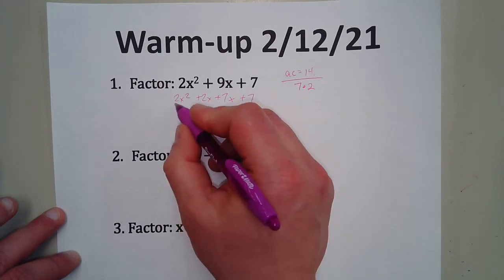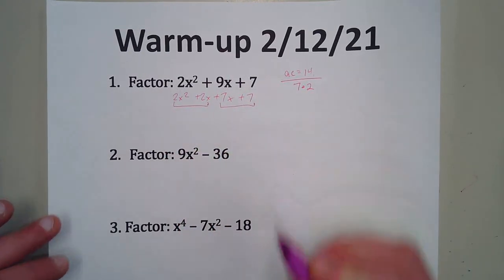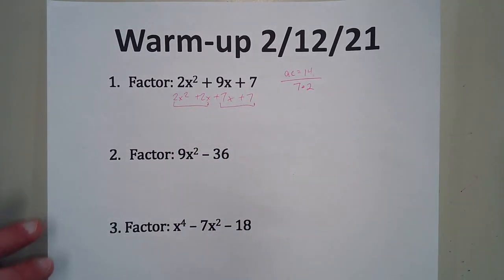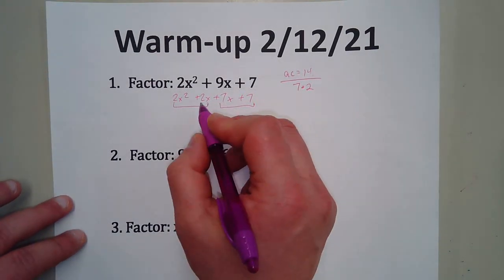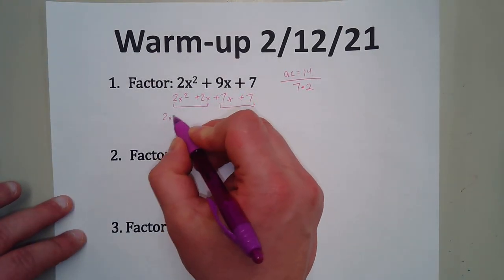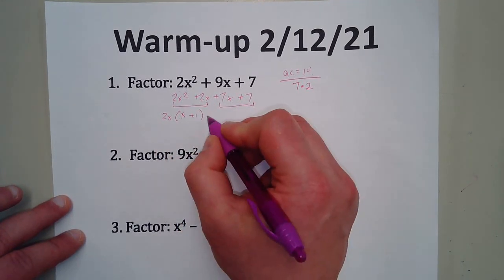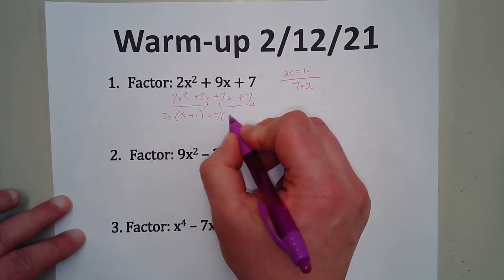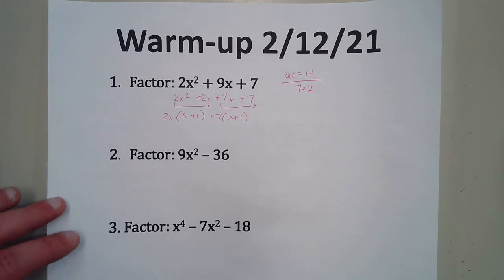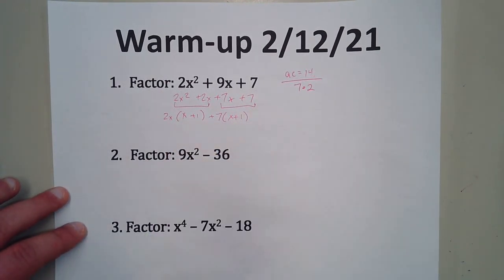And then we go ahead and we group our first two and last two together. This is that grouping part of this. Out of each of these, we pull out the GCFs. So if we take a 2x out of here, leaves us with x plus 1. Take a 7 out of here, also leaves us with x plus 1. That's a good sign because these parts should always match, and they do.